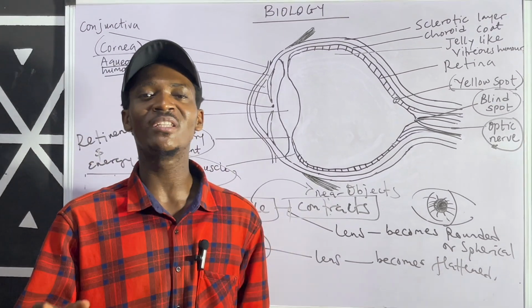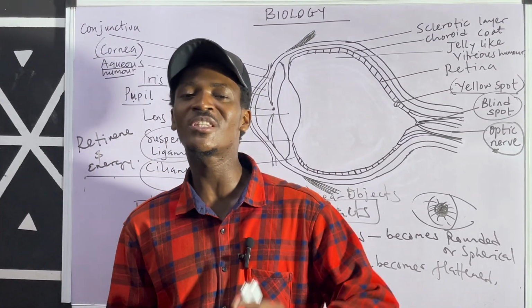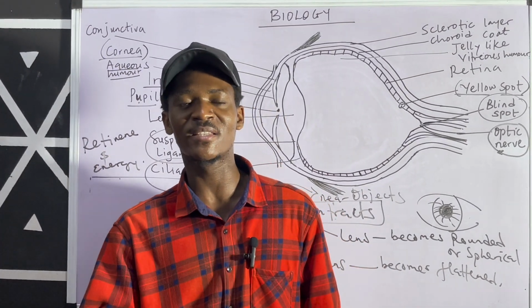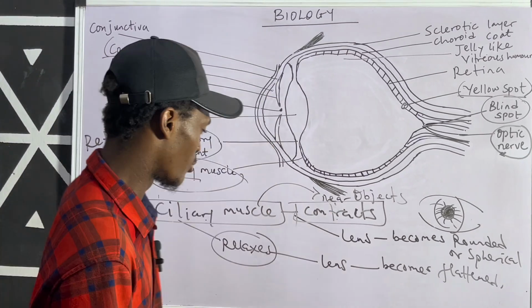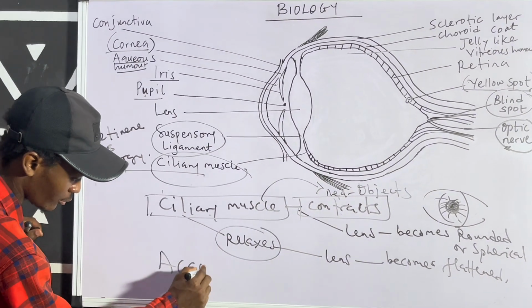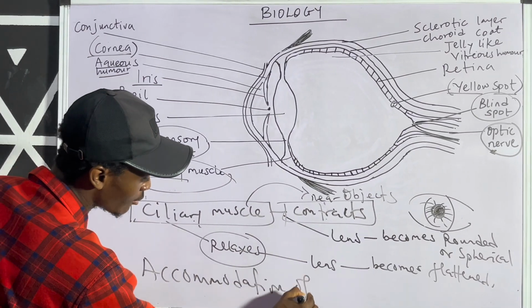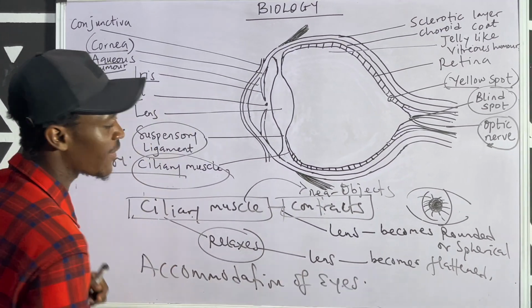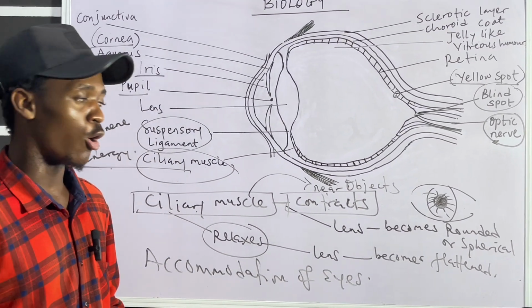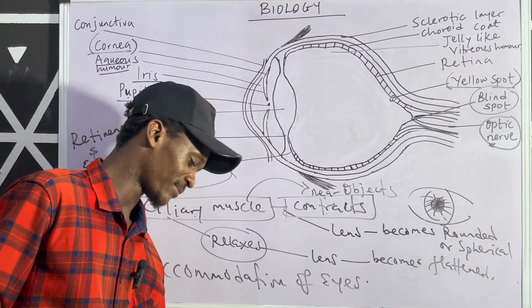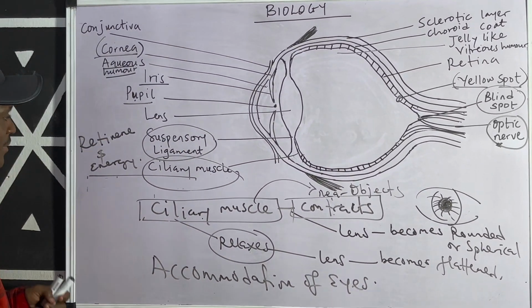So the ability of the eyes to focus on both far or near objects on the retina is known as what? Accommodation of the eyes. Please take note of this. This is the ability of the eyes to focus on both far or near objects on the retina. So that's that about that.